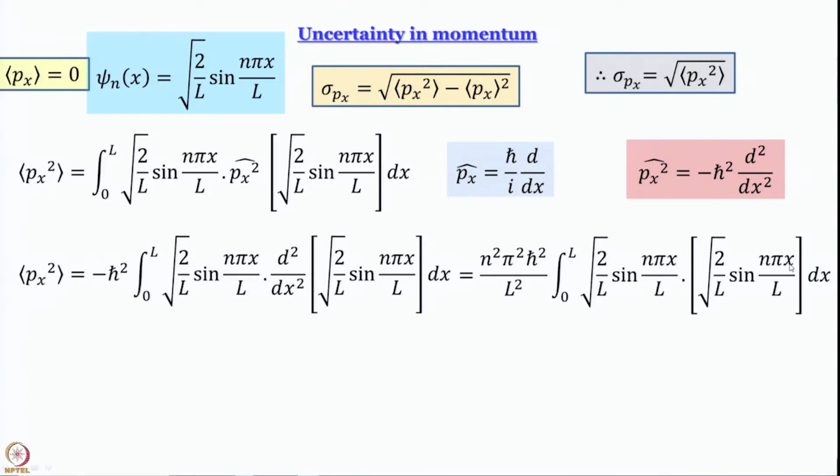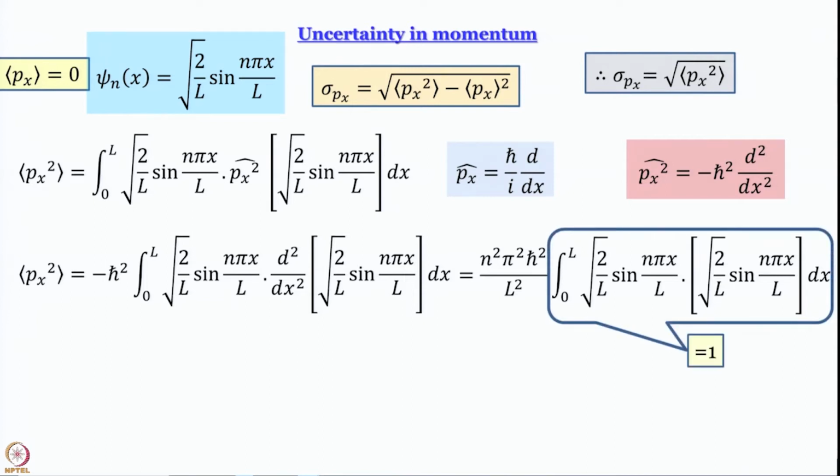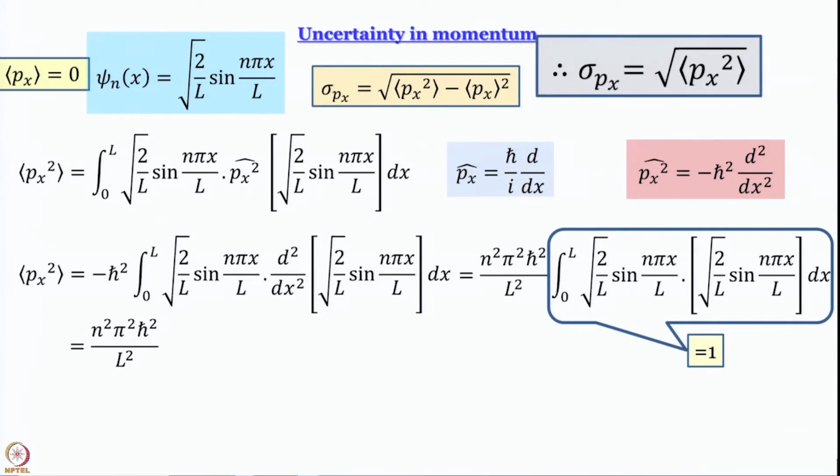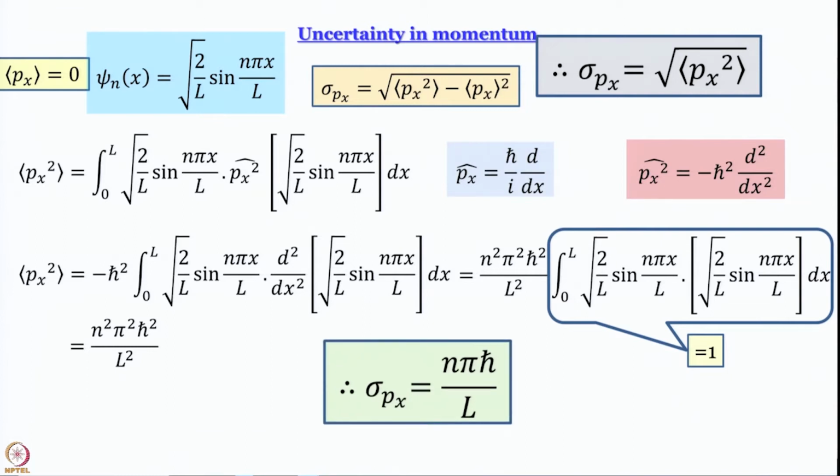So far so good. What about this integral? As we said a few seconds earlier, this integral is equal to 1 because we are working with a normalized particle in a box wave function. So, the expression for the mean of the square of linear momentum turns out to be n square pi square h cross square divided by L square. What is sigma px? Sigma px is just the square root of this. Let us find it out. It comes out to be a very simple expression, n pi h cross by L.